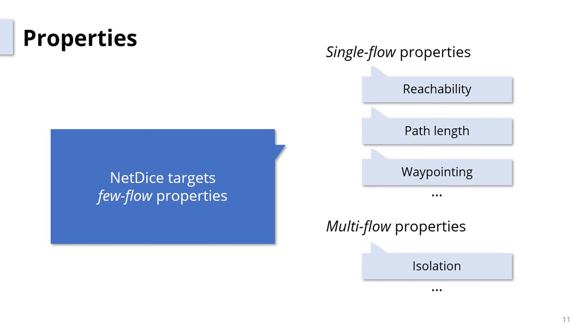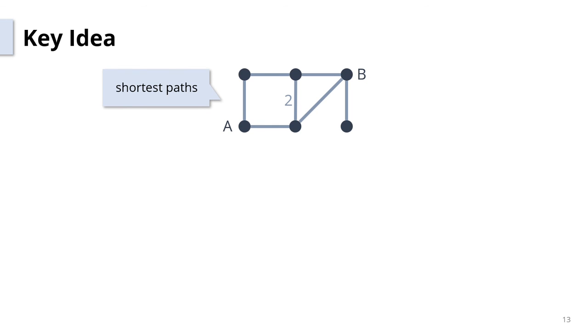NetDice targets few flow properties, where we only consider a small set of flows. The exact property does not matter as long as you can implement the check based on the forwarding graph. So how does NetDice prune the space of failures? Let's introduce the key idea using this example here.